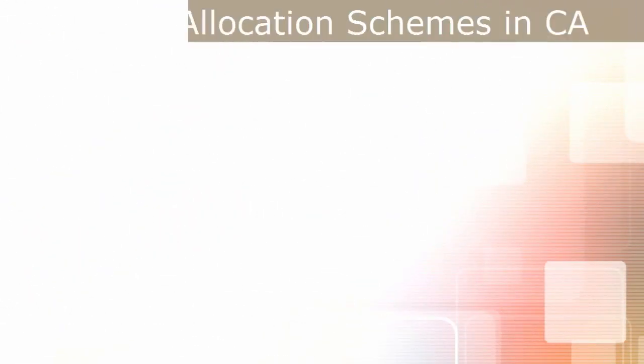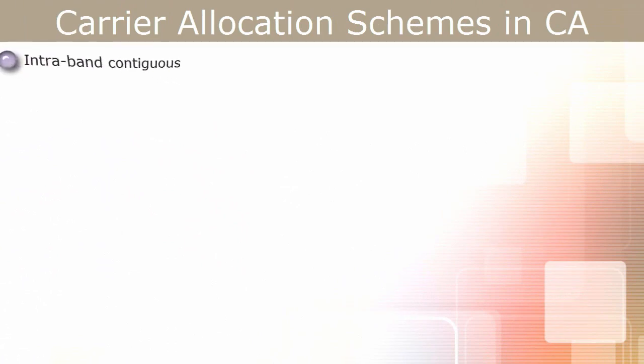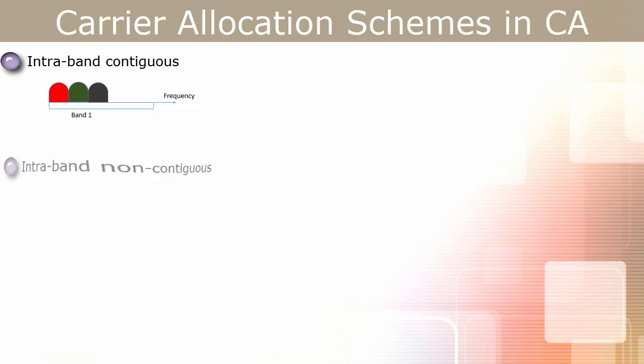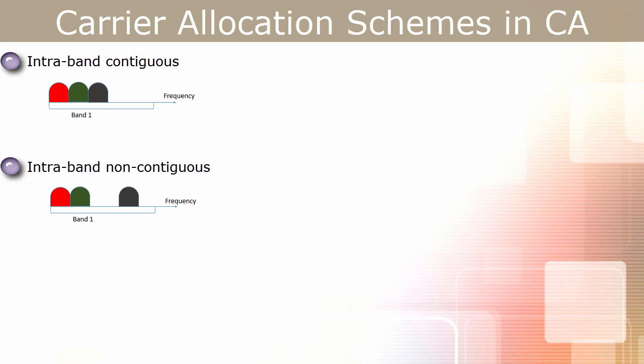There are mainly 3 ways in which CA carriers can be allocated. Intra-band contiguous. In this scheme, the primary component carrier and secondary component carriers are contiguous and belong to the same band. As spectrum allocation to operators is not always uniform, it is not always possible to have this scheme. Intra-band non-contiguous. In this scheme, the primary component carrier and secondary component carrier are allocated from the same band, but they are not contiguous.